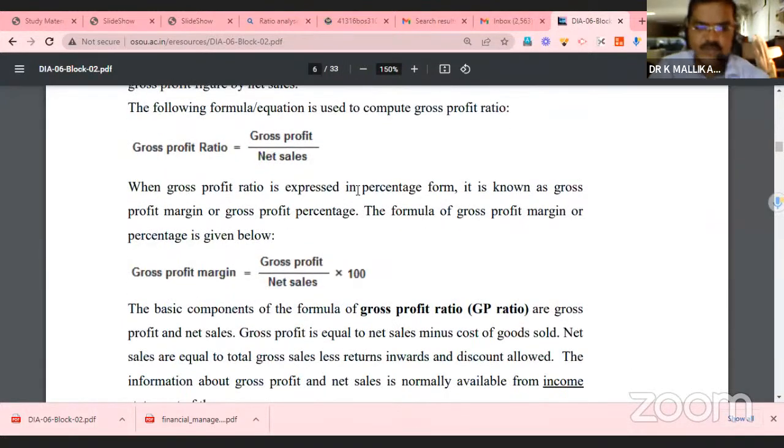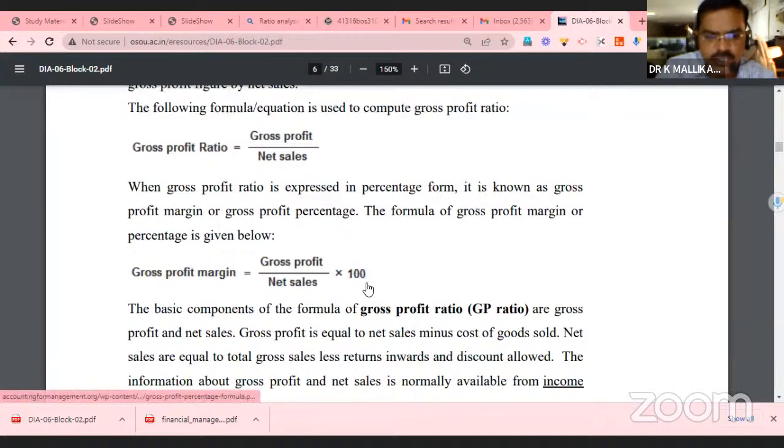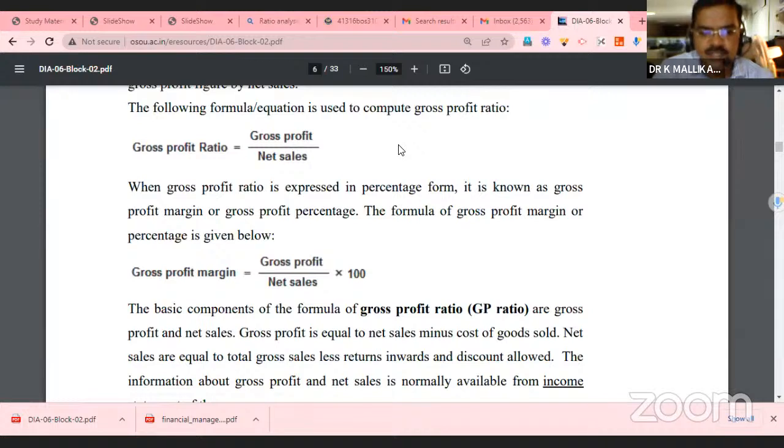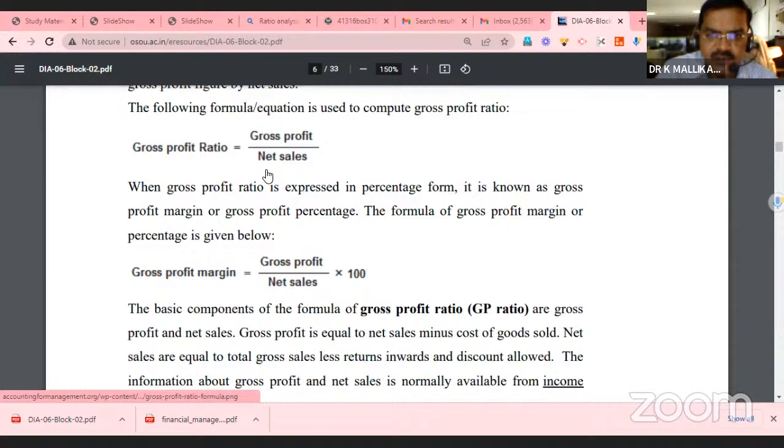So here gross profit ratio, sometimes called gross profit margin ratio, is expressed in terms of percentage. When you calculate the profitability ratios, the denominator is always net sales. So what is meant by net sales?